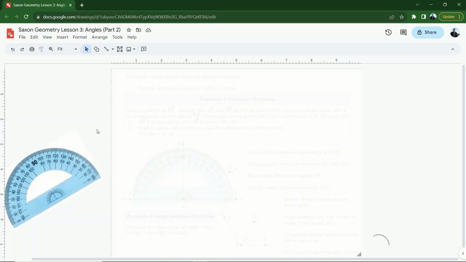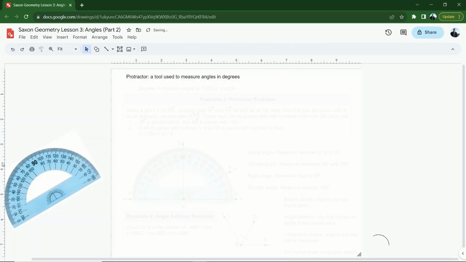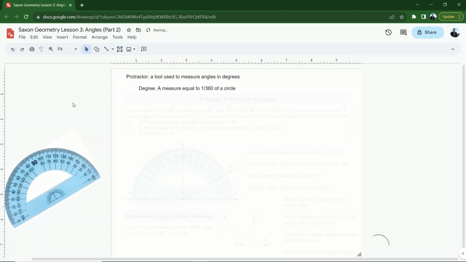All right, first of all, there is a tool that you can use to measure angles. Everybody should have one for geometry. That is known as a protractor. A protractor measures angles in degrees. Wait, what is a degree? Well, a degree is simply a measure that's equal to 1/360th of a circle.